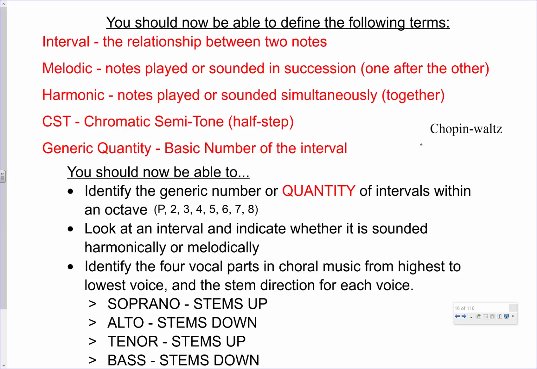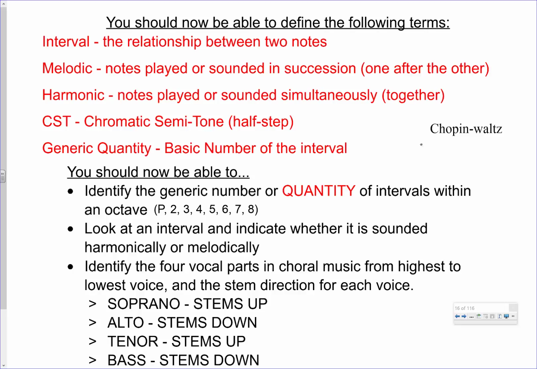The interval is the relationship between two notes. Melodic intervals are notes played or sounded in succession. Harmonic intervals are notes played or sounded simultaneously. CST is abbreviated for chromatic semitone. And when we talk about the generic quantity, we're talking about the basic number of the interval.